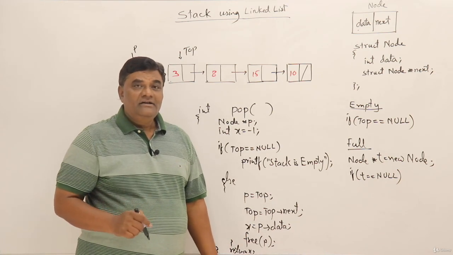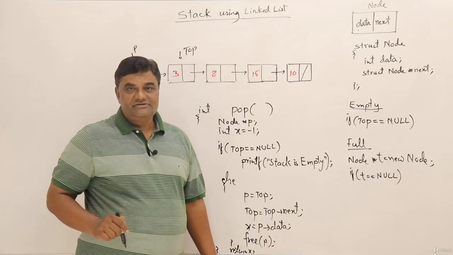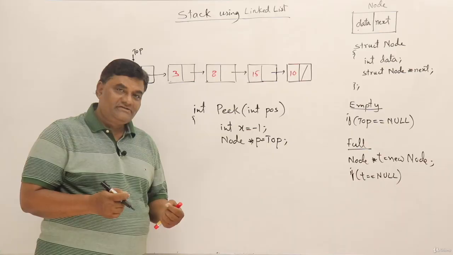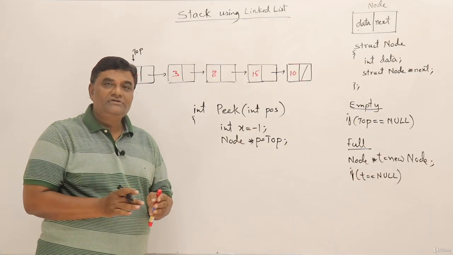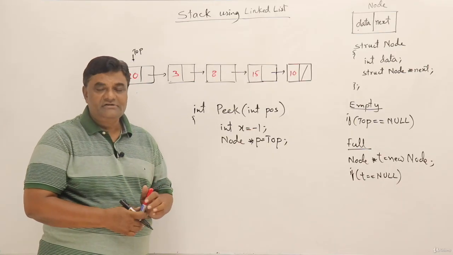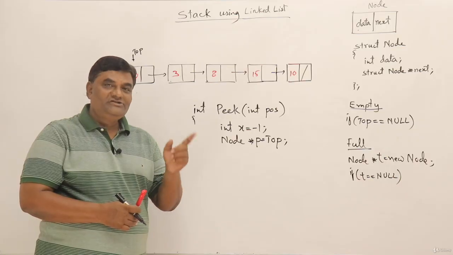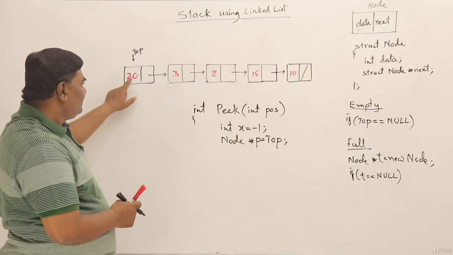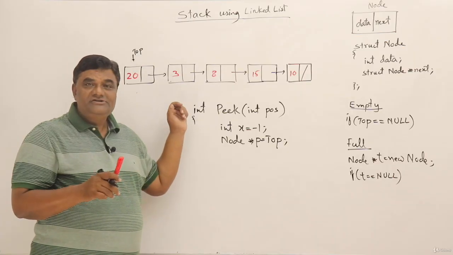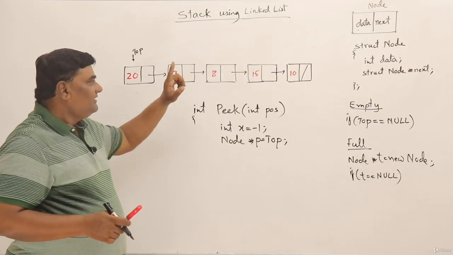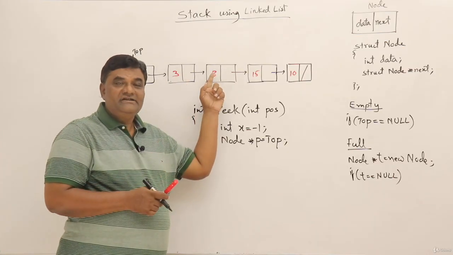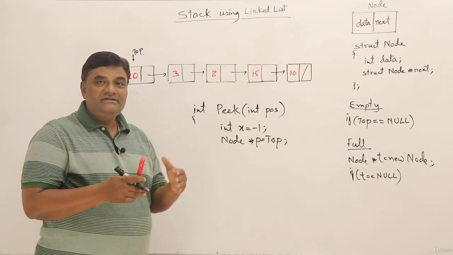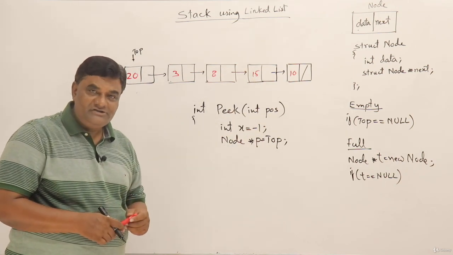Next, let us look at peep or peek operation. Now let us look at peek operation, which takes position and gives you the value at that given position. For example, if position is 1, then what is the value at 1 position in the stack? 20. What is the value at position 2 in the stack? 3. Or position 3, the value is 8. Position 4, value is 15. So this function takes the position and gives the value at that particular position.